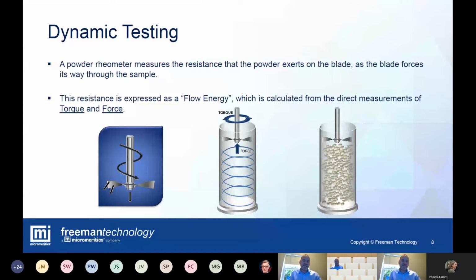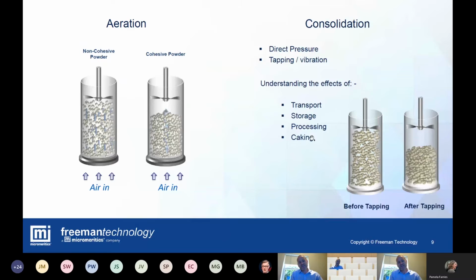And again, if we just look at the next slide, you can also change the stress conditions in the bed. So by introducing air into the bed, we can look at powder under very low stress or almost fluidized conditions, right through to a high stress consolidated compaction state to replicate things like transportation, storage. So those are what we call the dynamic methods. I'll just briefly show you one other.